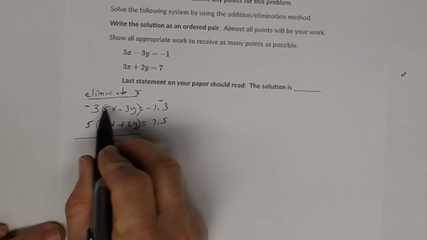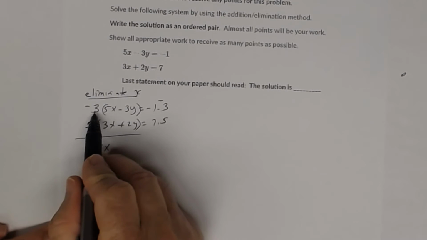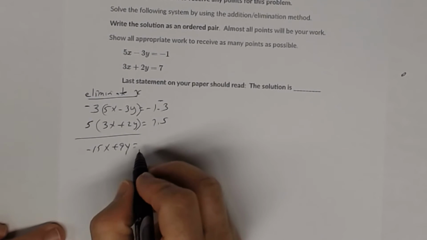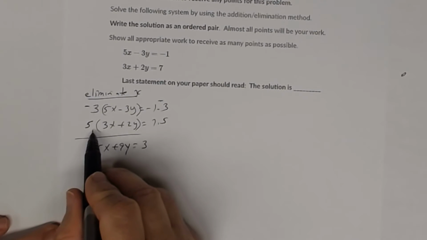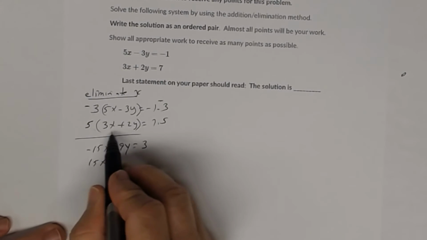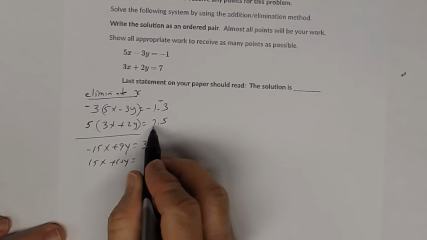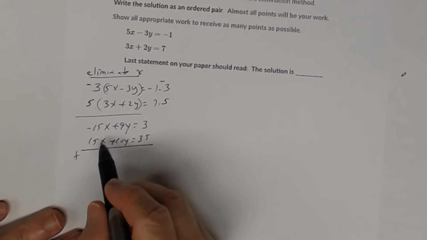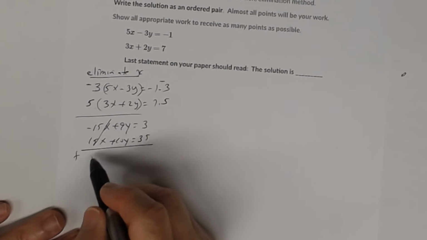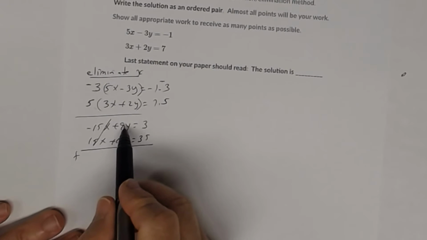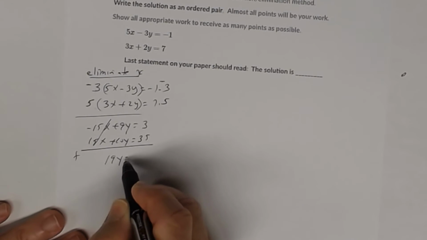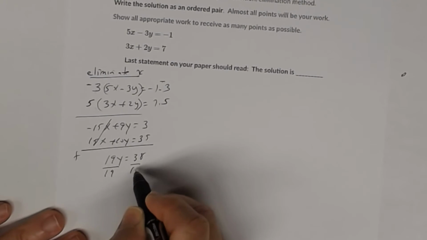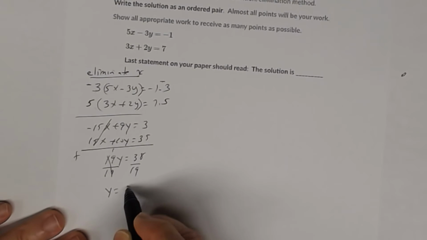Distributing the negative 3, I get negative 3 times 5x is a negative 15x. Negative 3 times the negative 3y is a positive 9y equals, and the negative 1 times the negative 3 is a positive 3. The second equation, 5 times 3x is 15x, 5 times 2y is 10y equals, and 7 times 5 is 35. Now if I add those, notice the x terms add up to be 0, so here's the idea of eliminating the x. 9y and 10y is 19y equals, 3 and 35 is 38. Dividing both sides by 19, I get y to be 2.